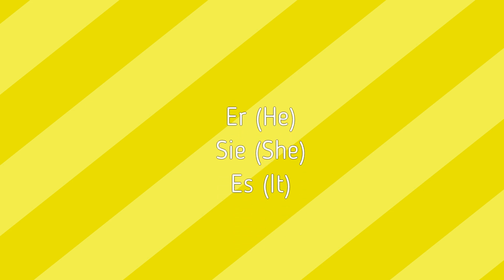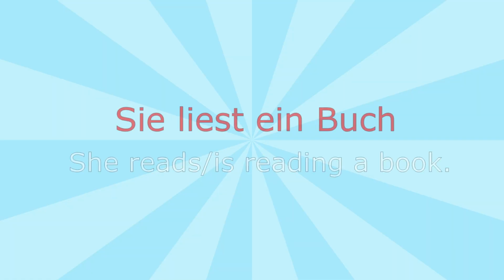Er, sie, es. Er refers to he. Sie refers to she. Es refers to it. So er, sie, es mean he, she, it. As an example, let's say sie liest ein Buch. Sie liest ein Buch means she reads a book.